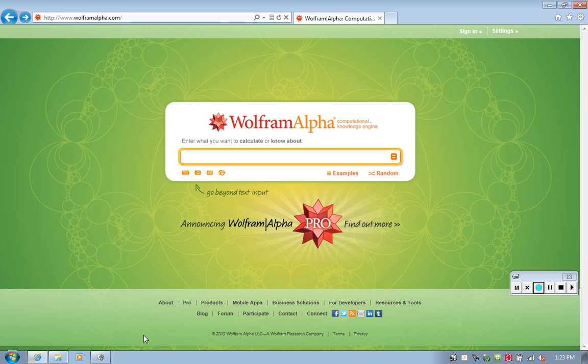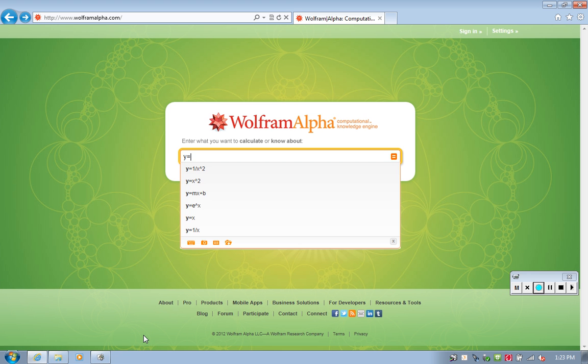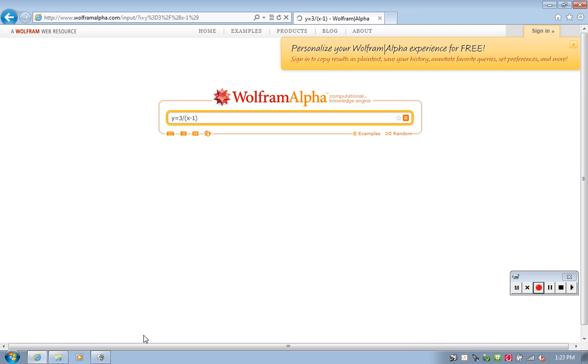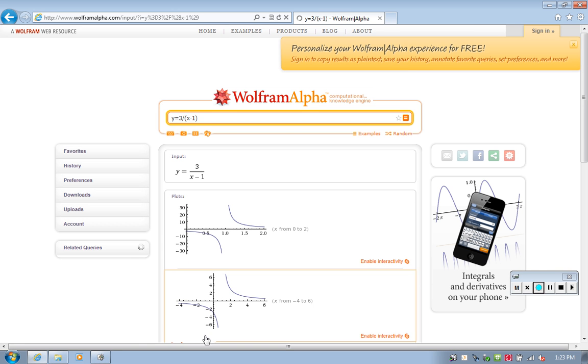I'll use Wolfram Alpha just because I don't have that emulator. But let's see, I had y equals 3 divided by, put this in parentheses, x minus 1. Hit enter. And notice on this graph here, I can look at it and see that it has this asymptote here at 1, right? It's getting closer and closer to 1 from top and bottom, and then it's getting closer and closer to 0 from both sides. Not too bad.